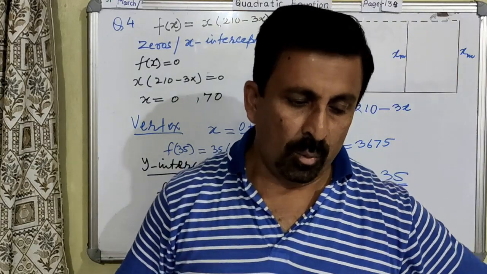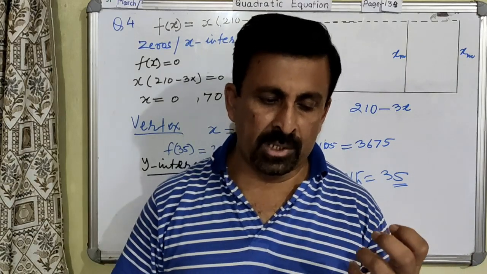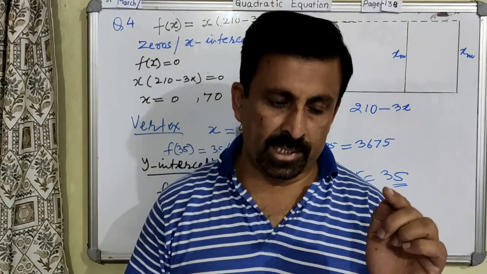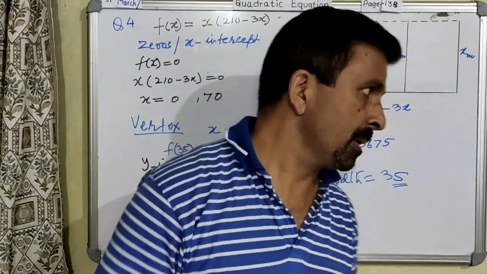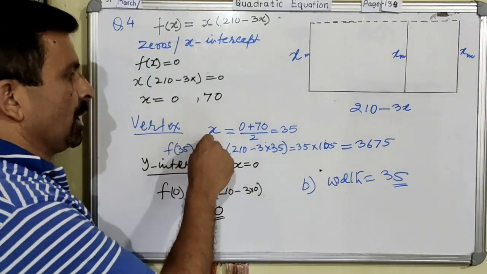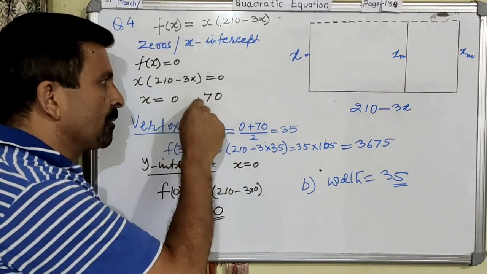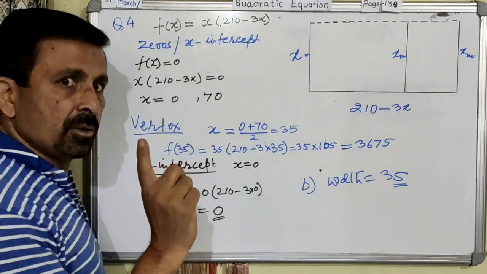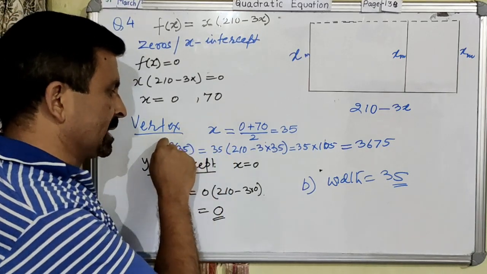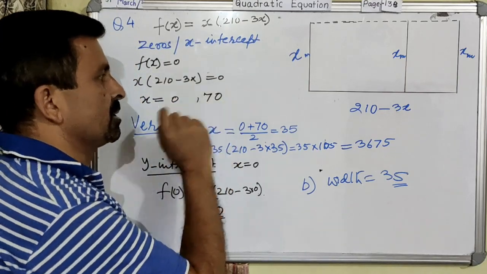Question number 6 says, the x coordinate of the vertex of a parabola is the mean of the zeros of the function. Why do we take the x coordinate of the vertex as the mean of the zeros? The question says why the x of the vertex is the mean of the zeros. This is question number 6. I am teaching you verbally. Why is the x of the vertex the mean of the zeros?